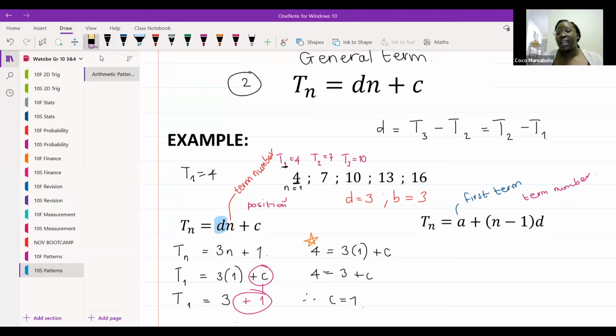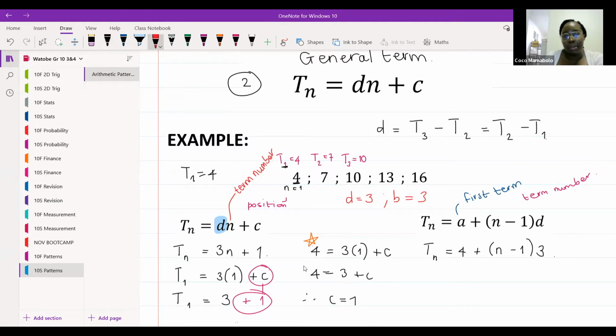All right, let me show you guys how to use the second formula that we've got over here. We're going to use the same sequence that we've got over here. So I'm going to go Tn is equal to, what is the value of A again? Remember, A stands for the first term. What are we going to replace A with? Good, excellent. That's it, we're going to replace A with 4. So we're going to go 4 plus, open brackets, n minus 1 multiplied by our common difference, which is how much? 3, correct. My common difference is 3.